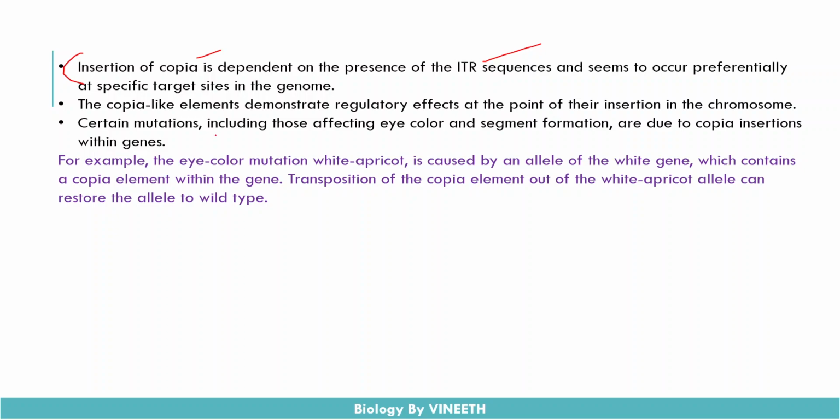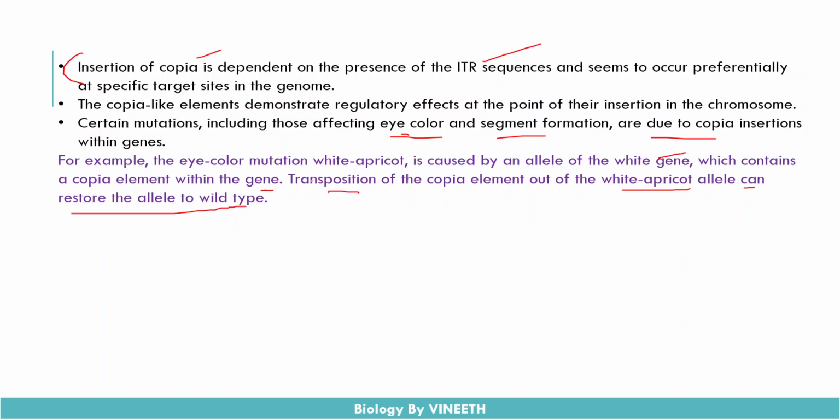And certain mutations, including those affecting eye color and segment formation, are due to copia element insertion within the genes, okay. They are also involved in the change of eye color in Drosophila species. For example, the eye color mutation white apricot is caused by an allele of the white gene which contains a copia element within the gene, okay. Transposition of the copia element out of the white apricot allele can restore the wild type allele, okay. So that is what we discussed, right?